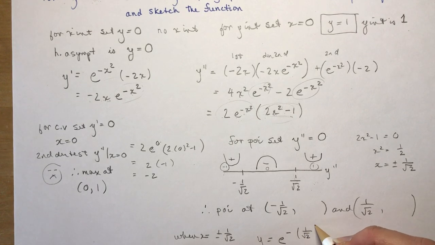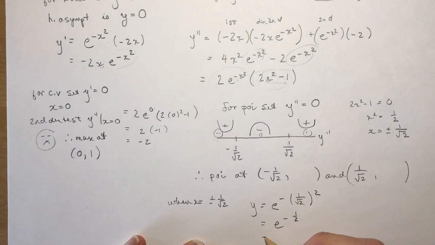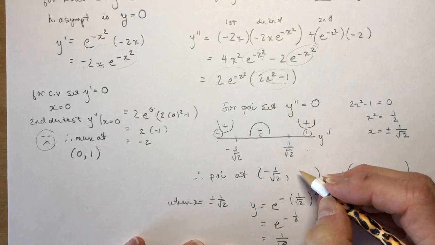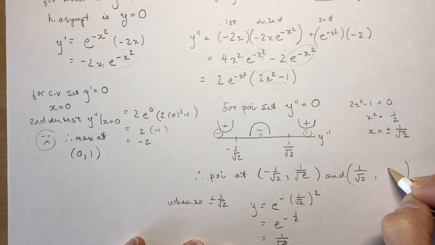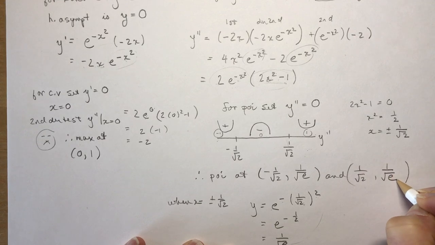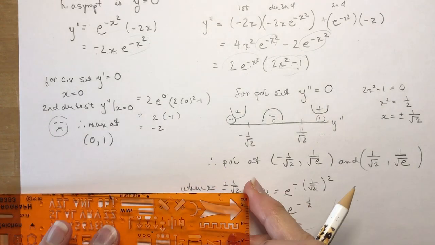1 over root 2, and I'm squaring it. If I square this, I would have 1/2. So this is e to the negative 1/2, which of course is 1 over the square root of e. So that's going to put that right up here: 1 over the square root of e and 1 over the square root of e. Okay, so we've done everything but sketch it, so I'm going to make a quick sketch for you right now.